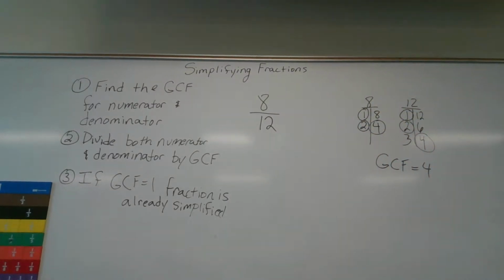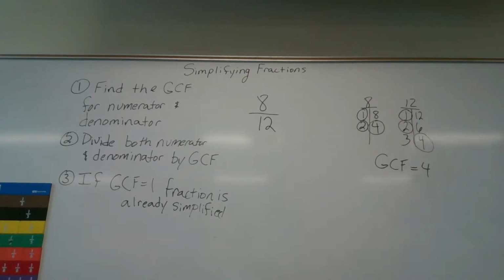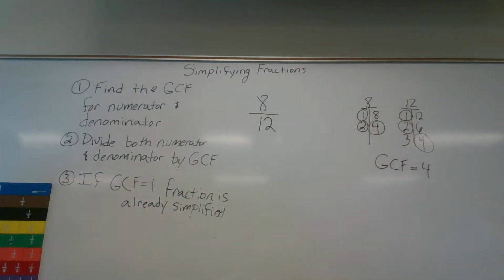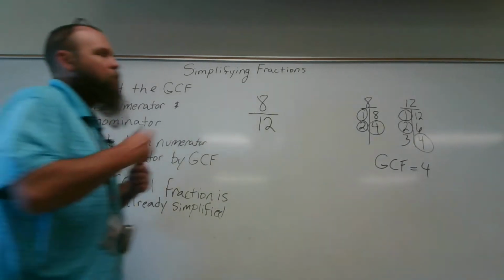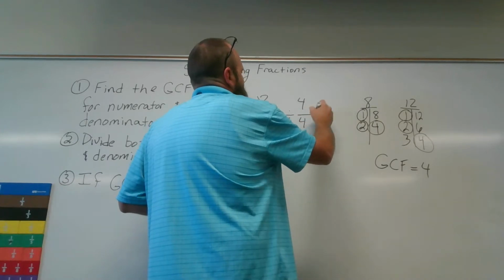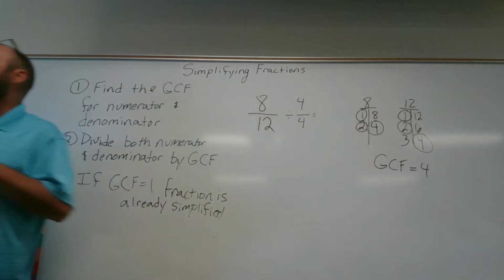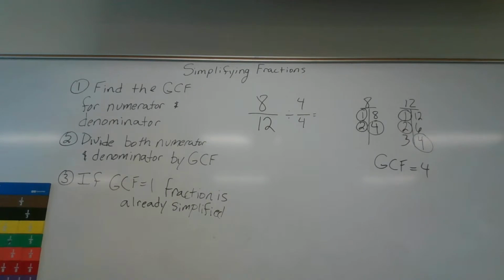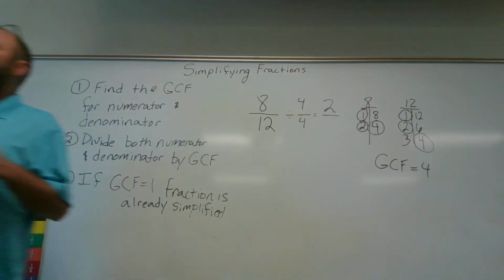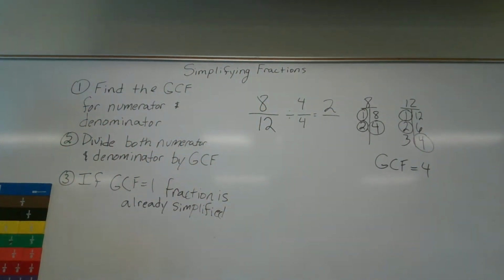We have found the greatest common factor for the numerator and the denominator. Step 2 says divide both the numerator and the denominator by the greatest common factor. So I'm going to divide both of these by 4. And Natalie, what is 8 divided by 4? 2. And Natalie, what is 12 divided by 4? 3.